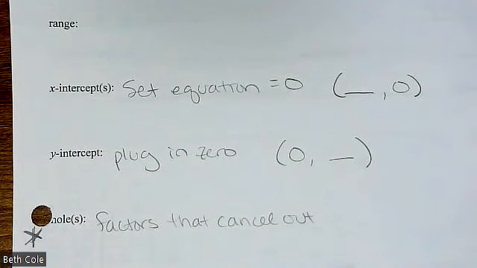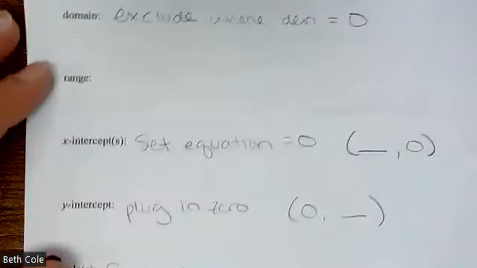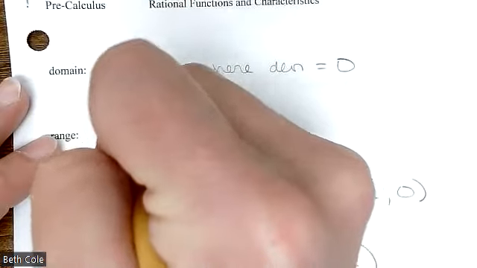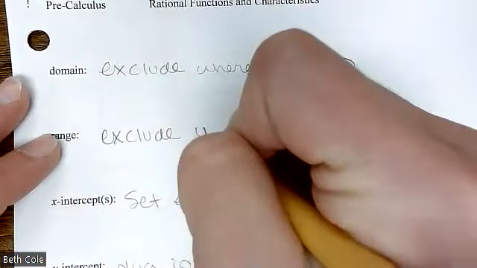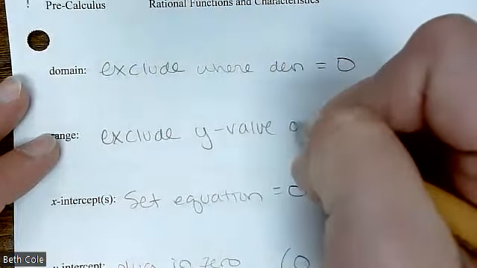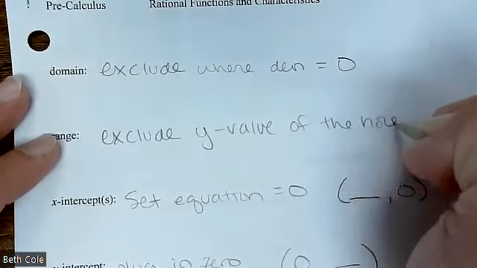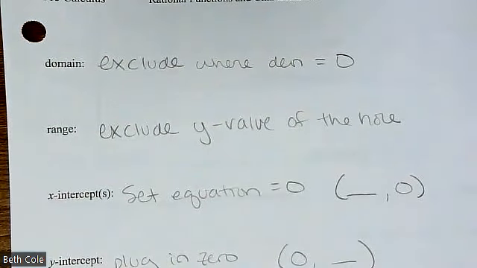So after that, what are the 3 things we have left? Range, increasing, decreasing, and end behavior. It really doesn't matter what order you do those in. Once you have the graph, you can look at it and do that in whatever order. For the range, you're going to exclude the y value of the hole. You're excluding the hole because it's literally missing.